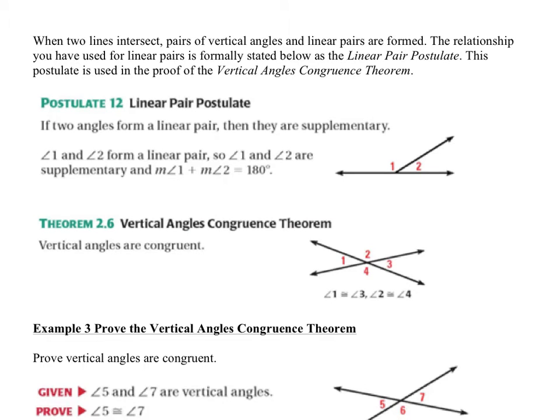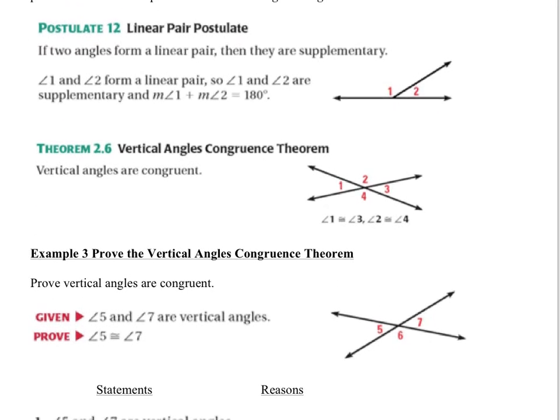Okay, day 2, lesson 2.7. Proving angle relationships. We're going to start today with the linear pair postulate and the vertical angles congruence theorem. So when two lines intersect, pairs of vertical angles and linear pairs are formed. The relationship you have used for linear pairs is stated below, and we're going to use that in order to prove the vertical angles congruence theorem.